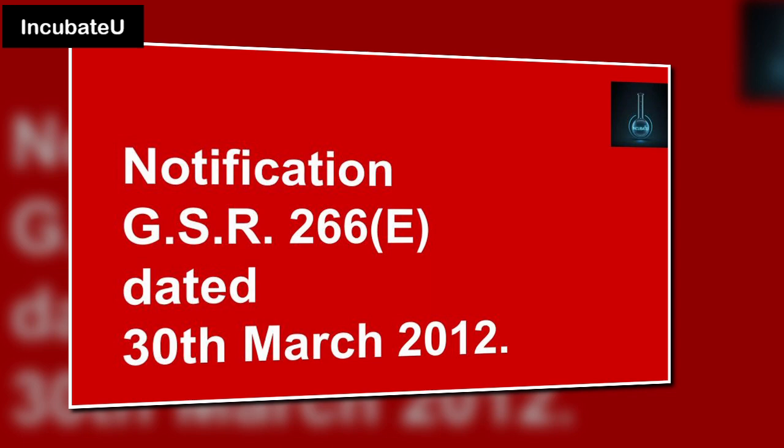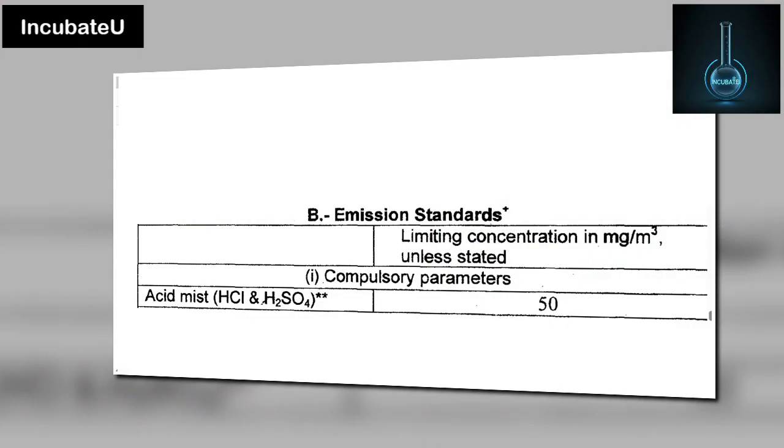So first things first, the notification: GSR, General Statutory Rules number 266E dated 30th March 2012. Compulsory parameters you need to monitor are acid mist as hydrochloric acid and sulfuric acid. But sometimes people also use chromic acid in their processes. In that case, you can add chromic acid mist also.